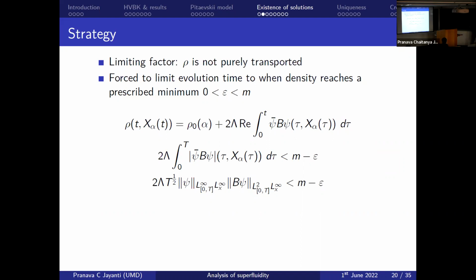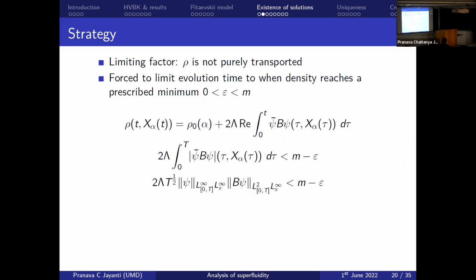So following the Lagrangian path of the flow, we can write down this characteristic solution for the density equation. And because the initial density here is bounded below by small m, and we require that the density is bounded below by epsilon later on, it is sufficient if this source term here, this quantity, is bounded by m minus epsilon. In fact, an even stronger sufficiency condition, not necessary, but sufficient, is that the absolute value of the integrand when integrated is bounded by m minus epsilon.